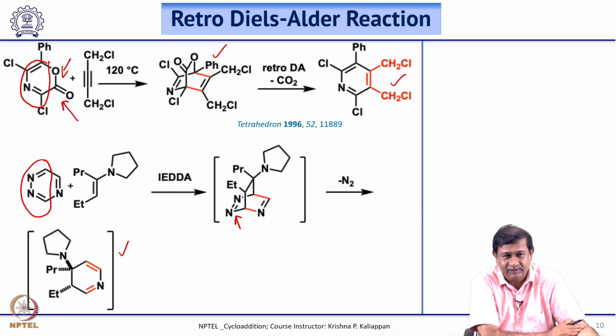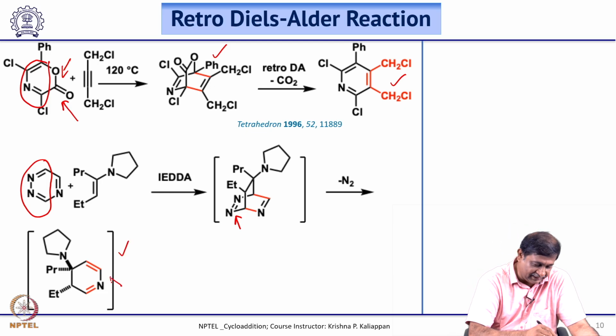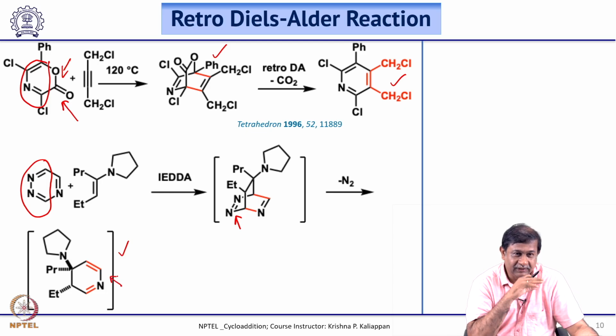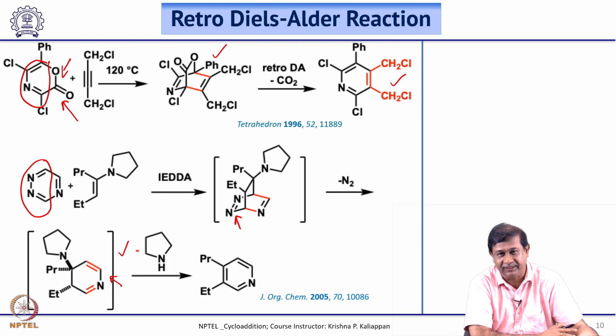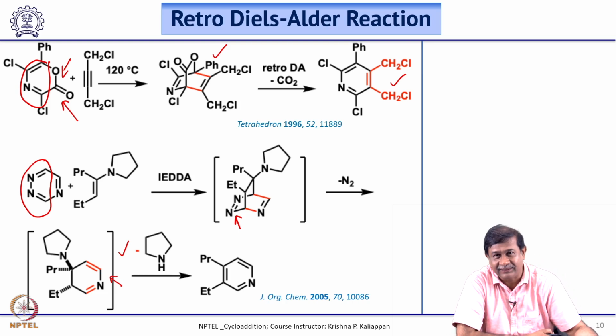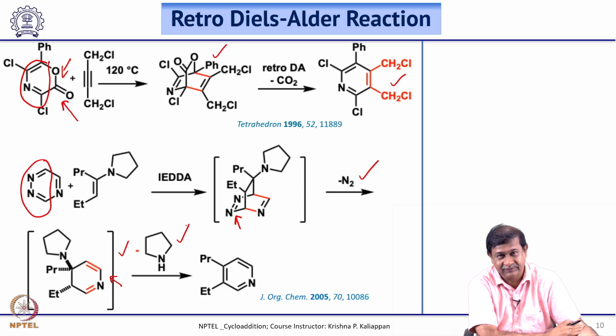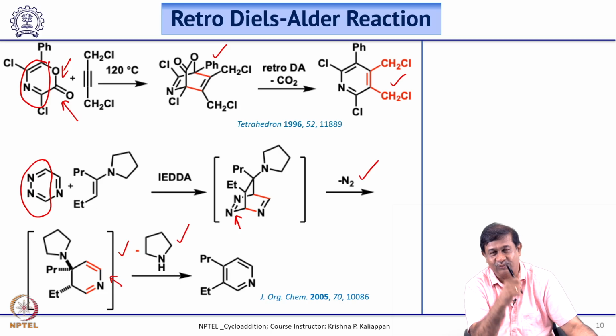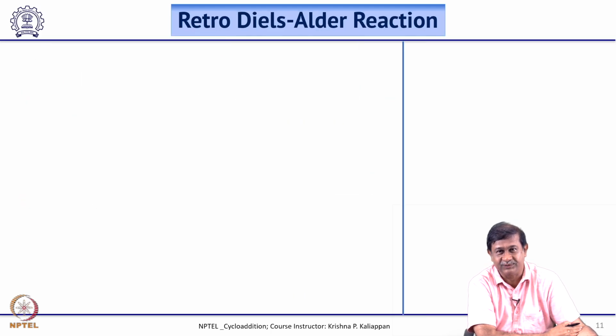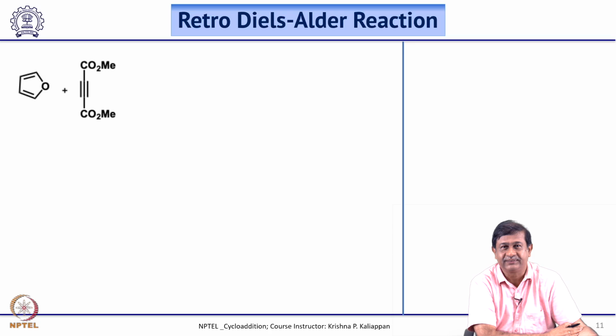Again, if you look at this intermediate, you see the diene. Now, the loss of pyrrolidine should give a substituted pyridine. So, in this particular retro Diels-Alder reaction, you can see there are 2 stable molecules leaving during the reaction. One is nitrogen, the other one is pyrrolidine. Normally, you look at only the loss of one stable molecule. In this particular case, you see 2 stable molecules leaving to give the corresponding pyridine derivative.